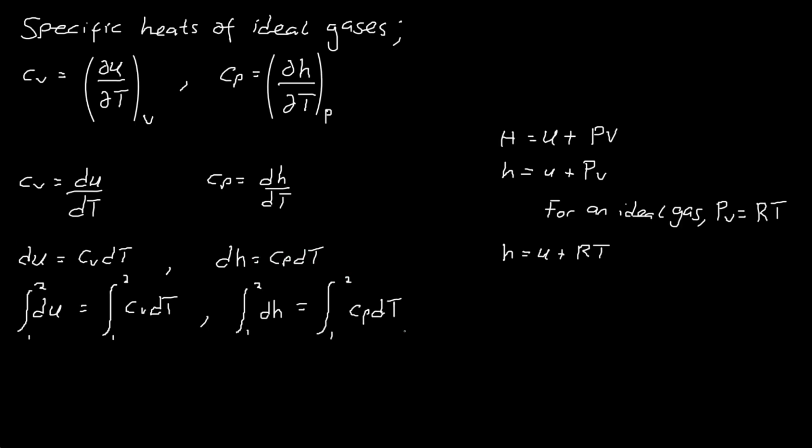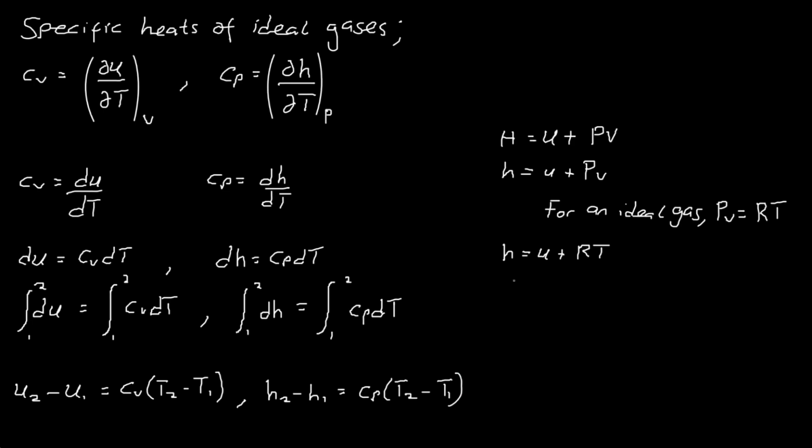And evaluating the integrals gives us u2 minus u1 equals the integral from state 1 to state 2 of Cv dT, and h2 minus h1 equals the integral of Cp dT from state 1 to state 2. The second assumption we make for ideal gases is that the specific heats at constant pressure and constant volume are constant values. So we can evaluate the integrals as u2 minus u1 equals Cv times (T2 minus T1), and h2 minus h1 equals Cp times (T2 minus T1).